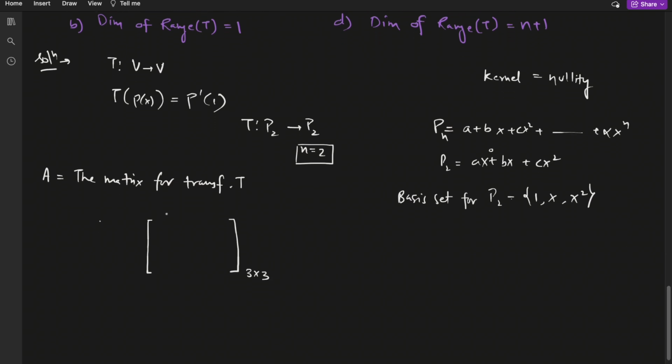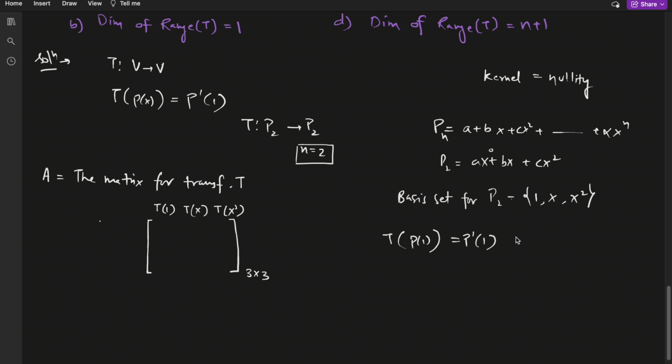So the column vectors are nothing but where the transformation T takes the first basis vector 1, where T takes the second basis vector x, and where T maps the third basis vector, T of x square, right? So we need to calculate this. So we need to find T of P of 1, because T is given as T of P of x equals P dash 1. So this is P dash 1, right?